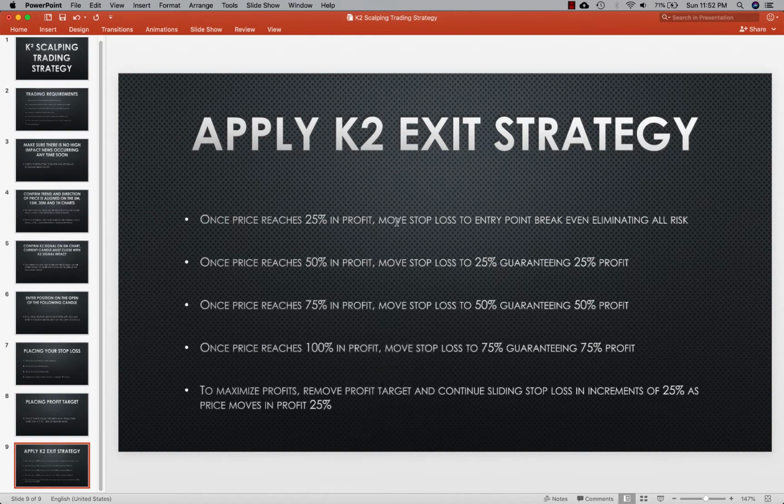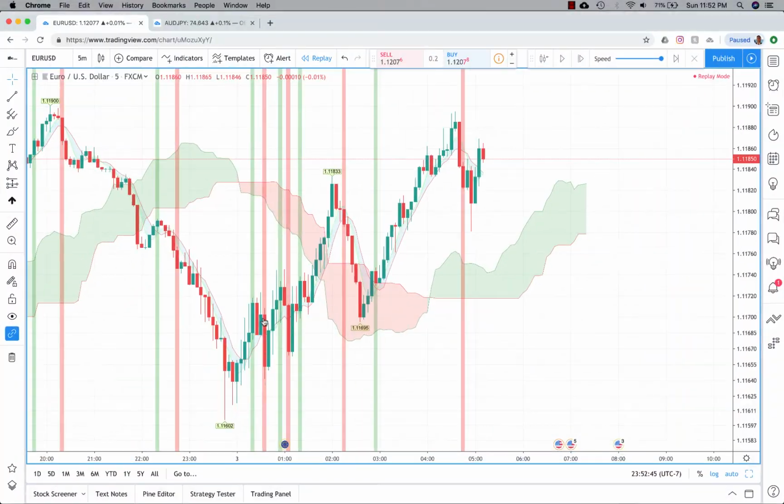But as I mentioned earlier, scalping is very quick, and it might be hard for you to be moving your stop loss like that, unless you're staring at the chart the whole time.